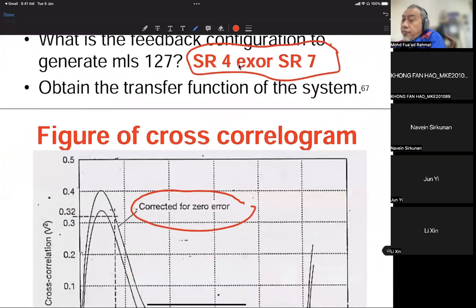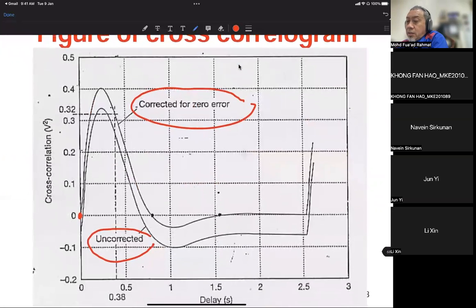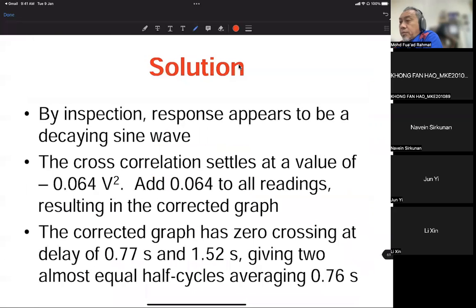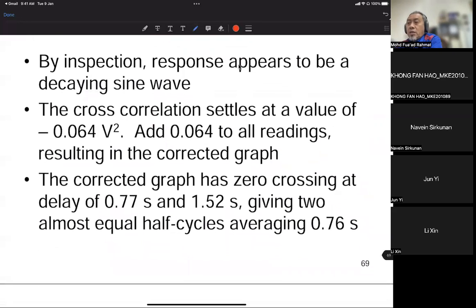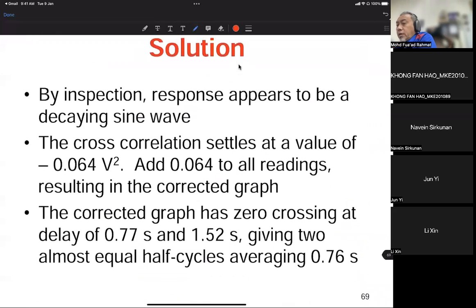Right. This is the figure given. The original one is the uncorrected, but since it does not start from 0, it starts from negative, so we have to pull up this graph so that it starts from 0. By inspection, the response appears to be a decaying sine wave. So if you look here, it is a decaying sine wave.